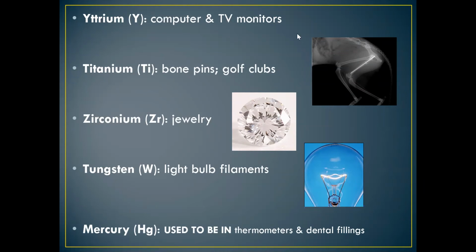So those are some of the transition elements or transition metals, groups 3 through 12. So we've covered most of the metals on the periodic table at this point.